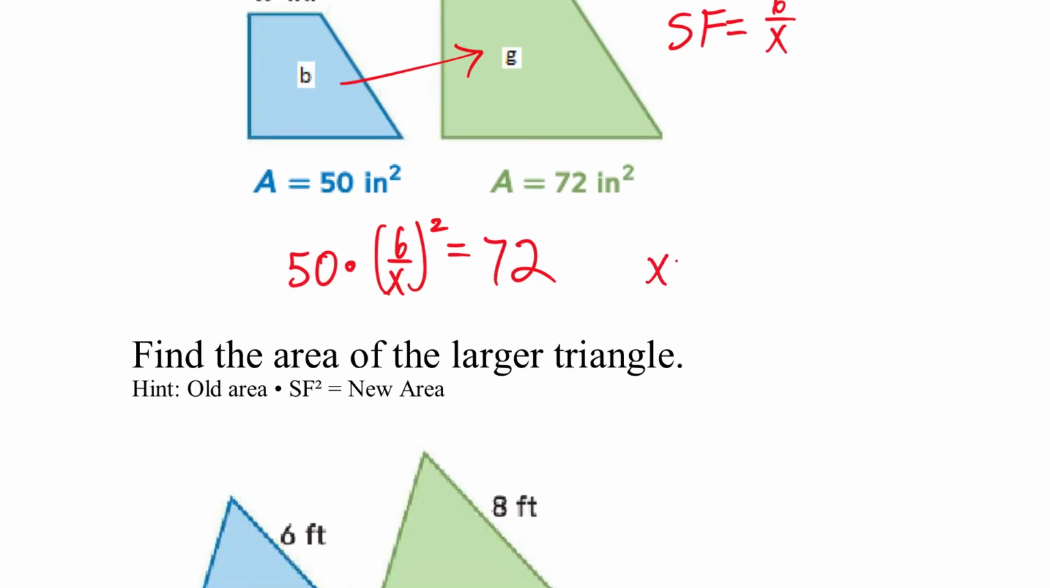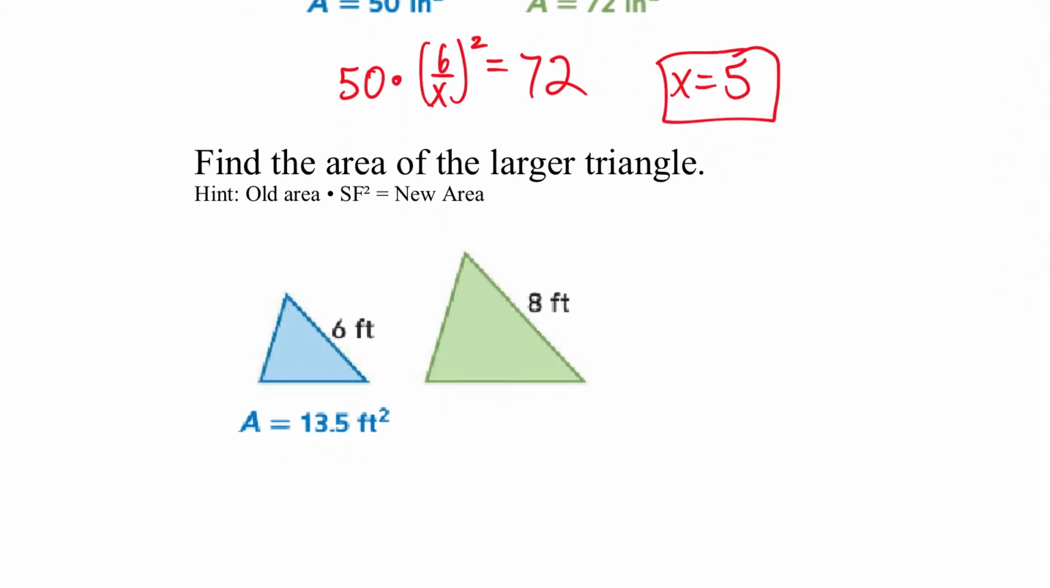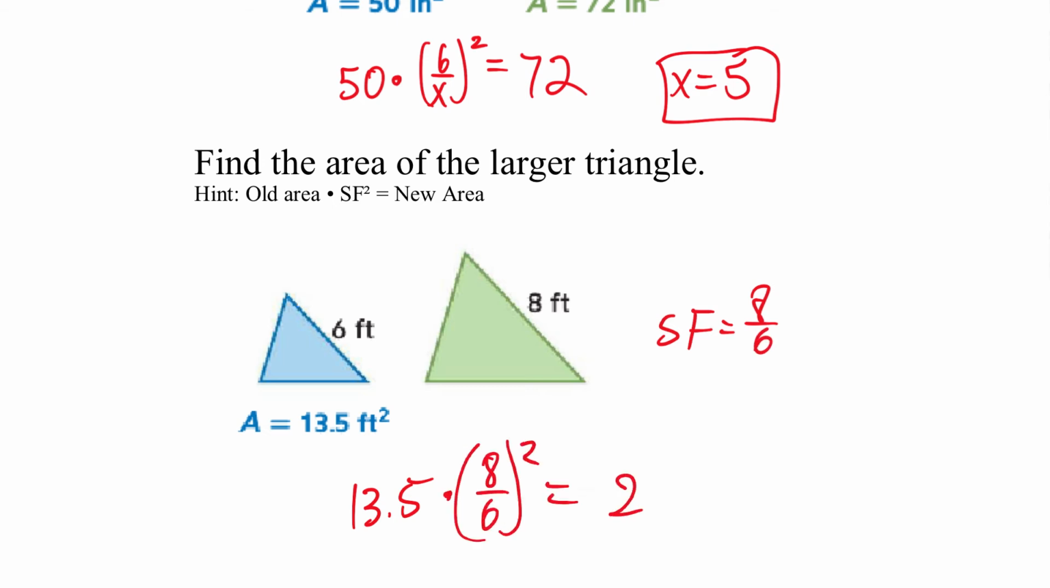Okay, on this one, when you work this out, you should get x equals 5. All right, on this one, you do 13.5 times the scale factor, which would be 8 over 6. So 13.5 times 8 over 6 squared. And that should give you 24 square feet.